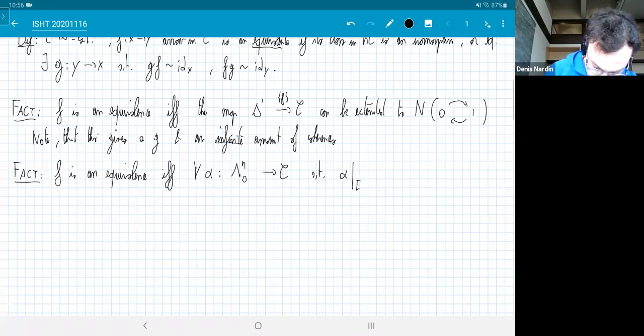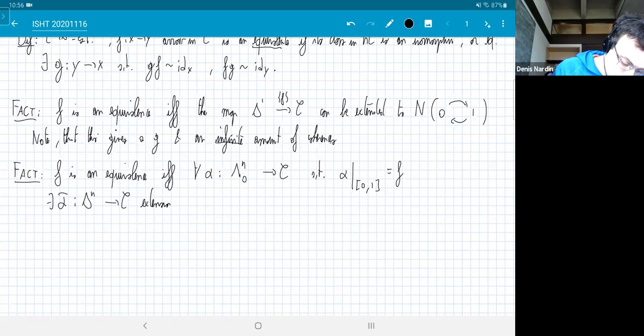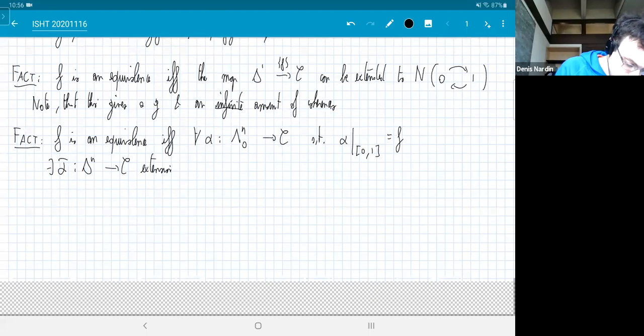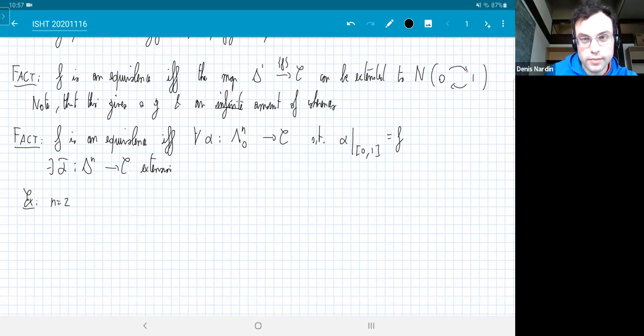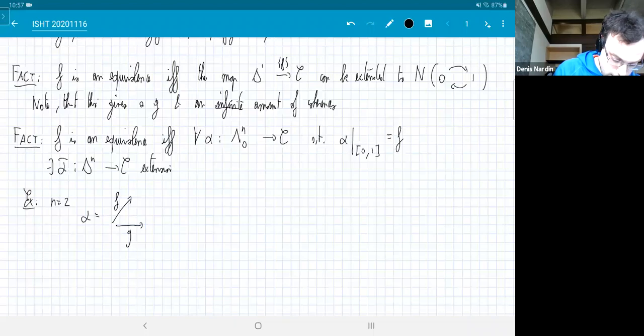Alpha restricted to 0, 1 is F. There exists alpha bar, Δ^n to C, an extension. Let me just draw the case n equals 2 so that we see what we're doing. Here you have alpha, this kind of diagram. Then you can find alpha bar, which you want to think of something like that.